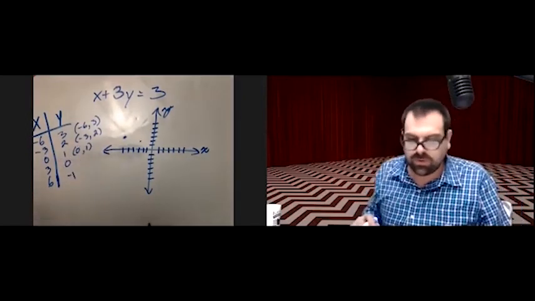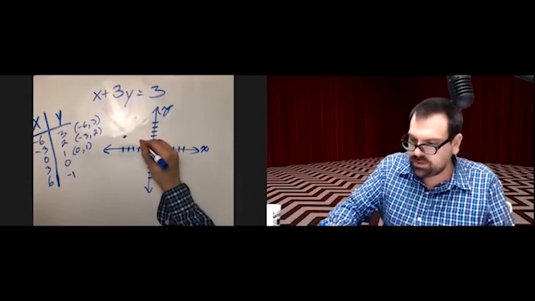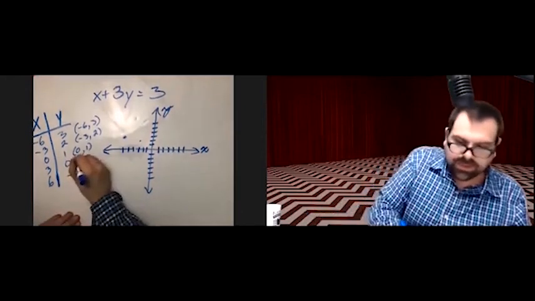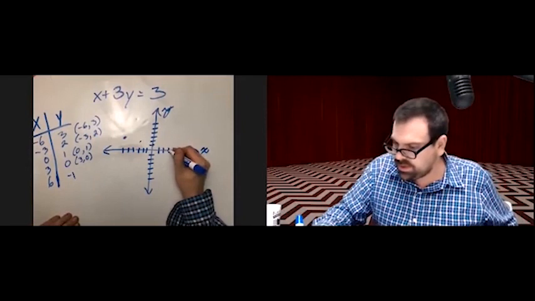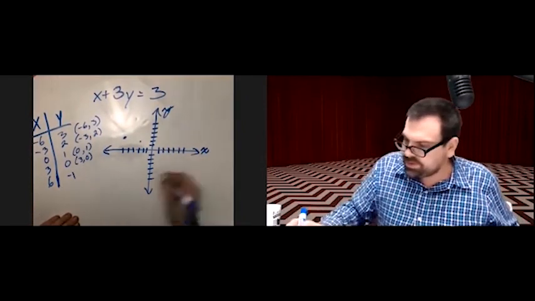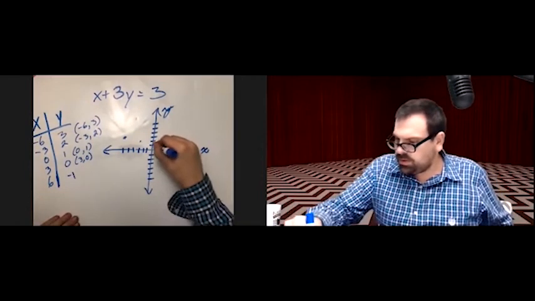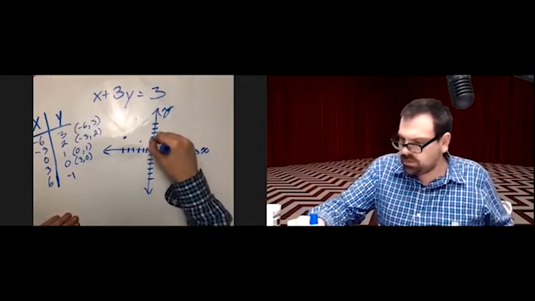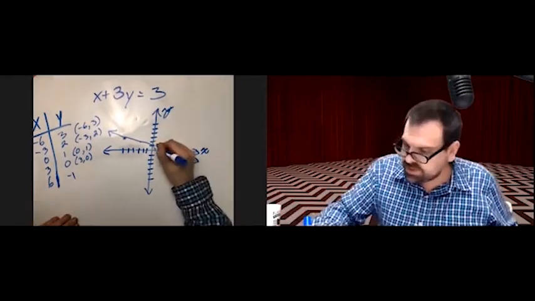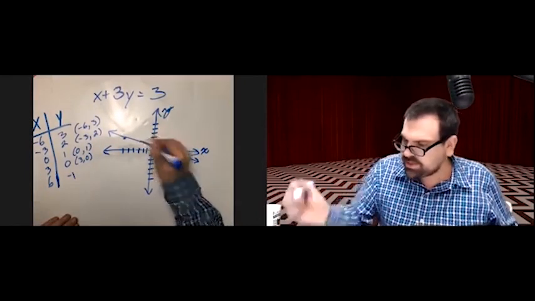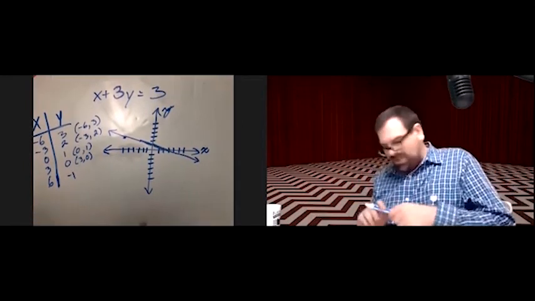0 for the X, 1 for the Y. 0, 1 goes right there. 3, 0. That's there. 6, -1. 1, 2, 3, 4, 5, 6. Down 1. My lack of foresight, not having a ruler here, means that's the best we're going to do with that line. I am not an artist.